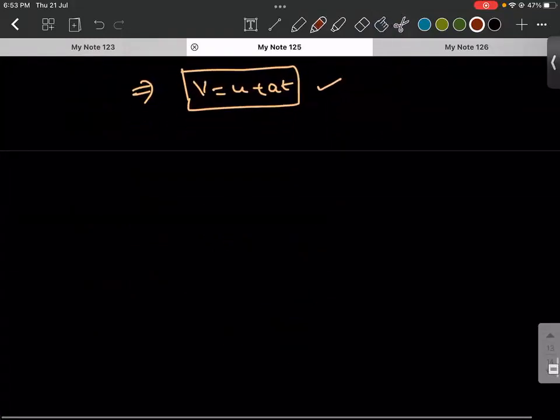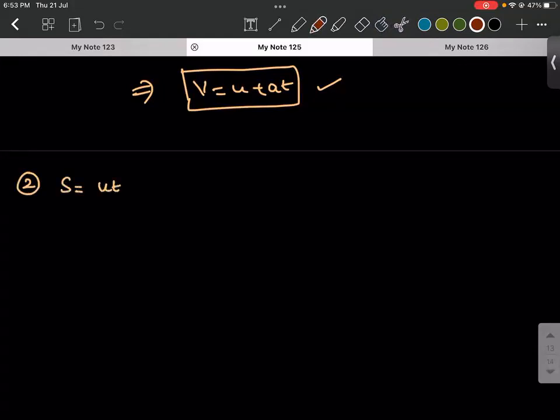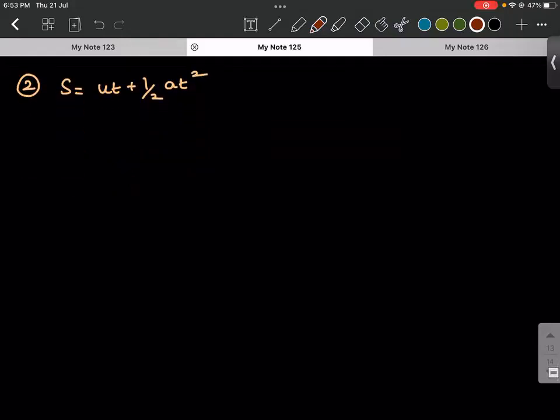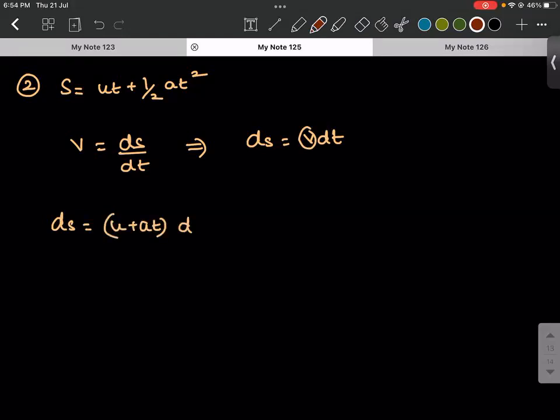So the second equation of motion, s is equal to ut plus half at square. For this, we will use a is equal to dv divided by dt. Sorry, we need displacement, no? For this, we will use v is equal to ds by dt, which implies ds is equal to v dt. So ds will be equal to, in place of v, I can replace it with u plus at times dt.